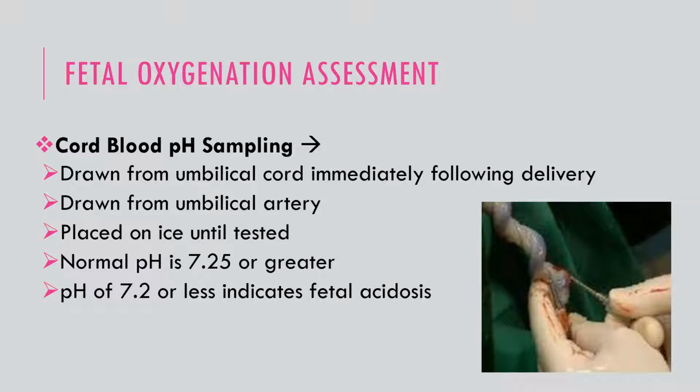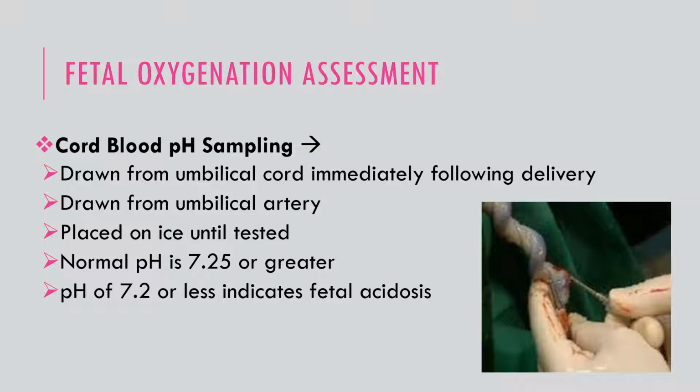That's what we want to see. Anything that's less than 7.2 will indicate some type of fetal acidosis, which means there's been some kind of hypoxia. It's also possible to do fetal scalp blood sampling to determine oxygenation as well, and same rules apply. 7.25 is normal, and anything less than 7.2 means that there is some type of fetal hypoxia.